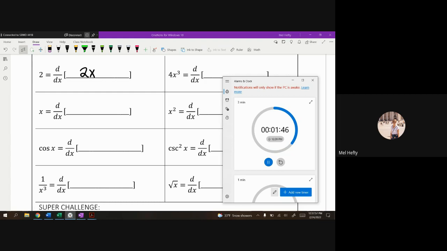I get the opposite of this, except the x squared. Yeah, one half x.